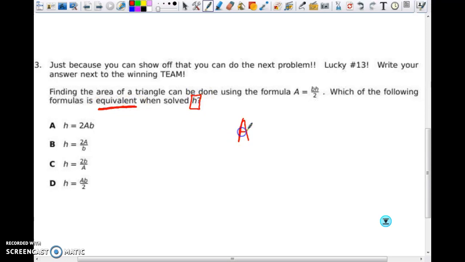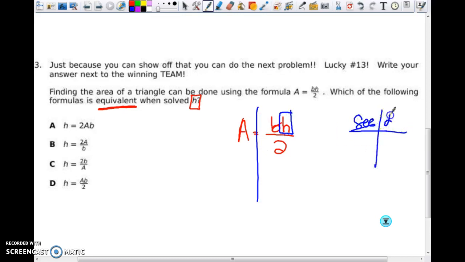So A is equal to BH divided by 2. Remember, when we're solving for H, what do you see happening? So what do you do? So first of all, I see H being multiplied by B because it's attached, right? And it's being divided by 2. So then remember, we work our way up. How do you get rid of division? We multiply. So I'm going to multiply by 2 on both sides.